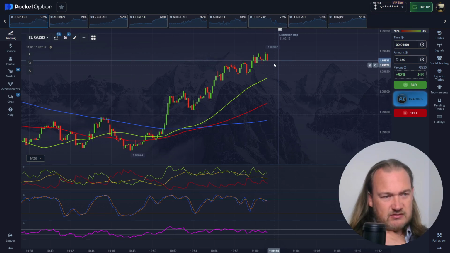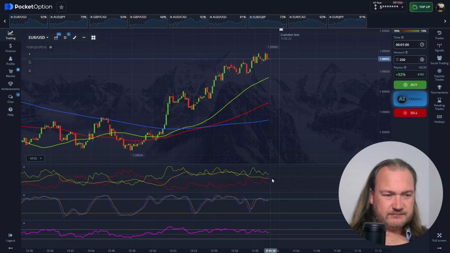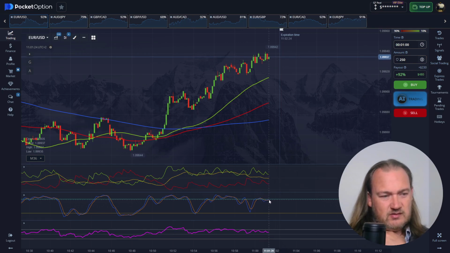Might get a setup here. Again, looks like it's going to drop. Got this little ADX, little stochastic divergence between these two peaks. It's very small, but it's there.